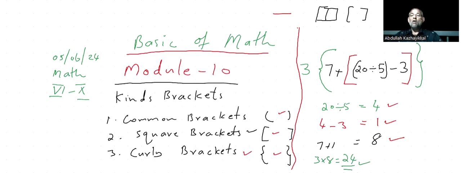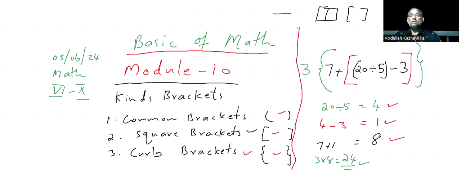But you will think, sir, how can we take this gold without opening the outer one? But mathematically, we have to open the last small box, the common bracket. Then after that, the square bracket. Then after that, the flower bracket. Then you will get the treasure. This is the method. Think.